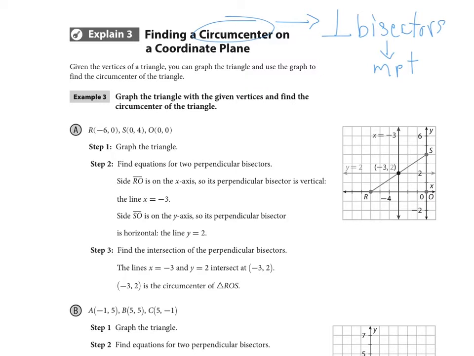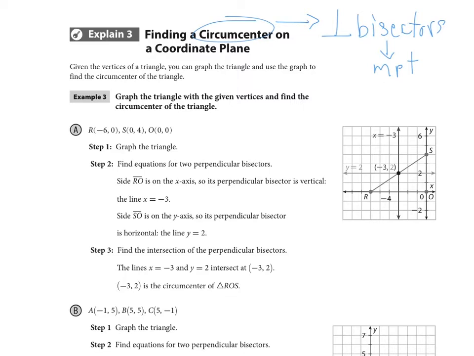Then step 2 is to find equations for just 2 perpendicular bisectors. We know all 3 are concurrent, but all we really need is a point of intersection of 2 lines. The third line is not really necessary to actually find the point itself. So since RO is on the x-axis, we're told here, its perpendicular bisector. What's perpendicular to a horizontal segment? Well, it's vertical.